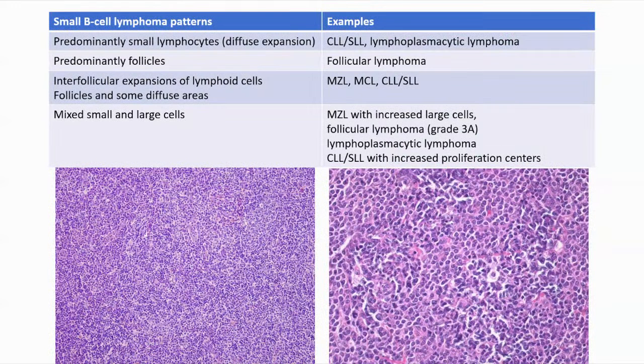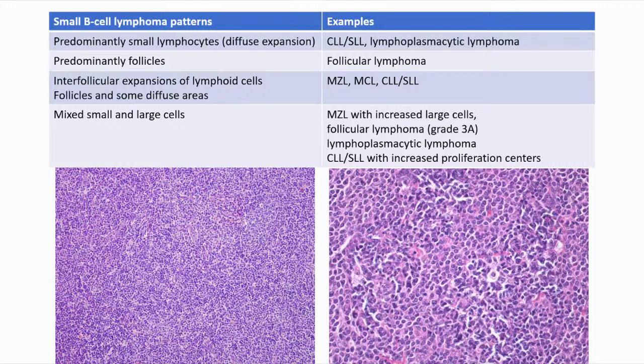So we have multiple patterns that we can see, as I alluded to. You could have predominantly small lymphocytes or a diffuse expansion. You would see that particularly in the setting of chronic lymphocytic leukemia or small lymphocytic lymphoma or lymphoplasmacytic lymphoma, or classically your predominantly follicular distribution, that's an increase in atypical follicles with a lower degree of a paracortex. That's a classic example of follicular lymphoma.